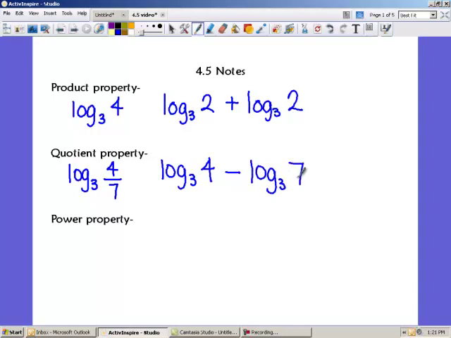And then we have the power property. So let's say we had log base 3 of 4 to the 3rd power. What you do in this case is you take this power and you write it right in front of all of this. So there's how that would look expanded.